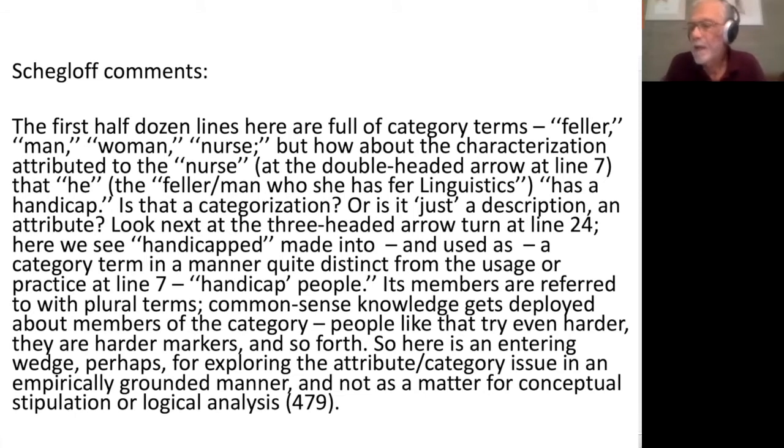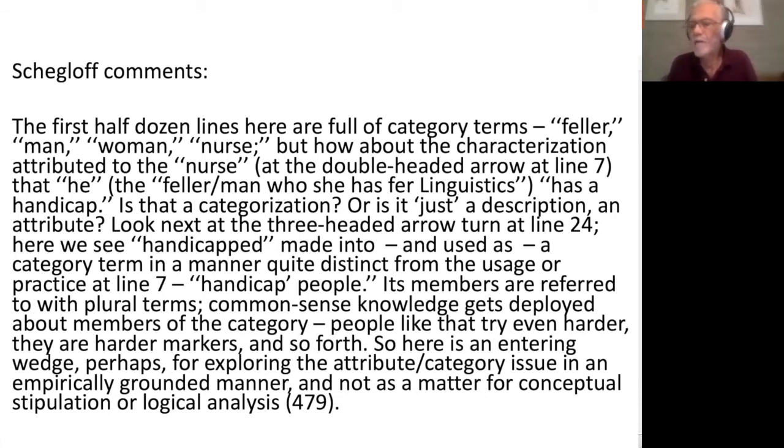Now, the phrase handicapped in line 24 is a categorization. Well, actually, what he's talking about is the phrase handicapped people. And of course, people is a categorization anyway, regardless of whether it's modified with handicap. So I think that at least there's an issue there as to what's going on.